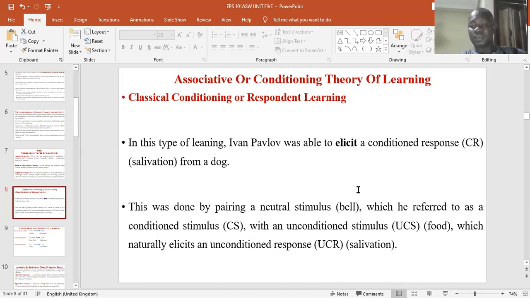So the theory was broken into three: the unconditioned phase, UCS against UCR; the conditioning phase, UCS plus bell against UCR; and the third phase, the conditioned phase, CS against CR. That is conditioned stimulus against conditioned response. And the conditioned stimulus is now the bell. And the conditioned response is the same saliva.